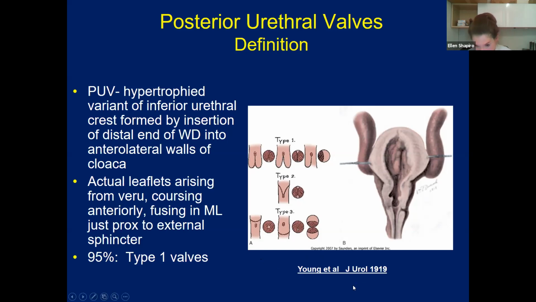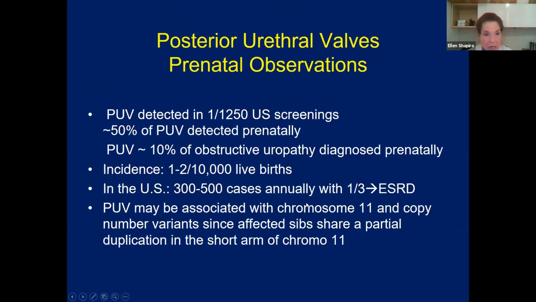Hugh Hampton Young published in the Journal of Urology in 1919 these schematics of the type 1 valves, which show the leaflets emanating from the verumontanum posteriorly and meeting in the midline at 12 o'clock. Type 2s are not of great clinical importance. Type 3 are an annular abnormality with a central area, and these can be located anywhere within the posterior urethra.